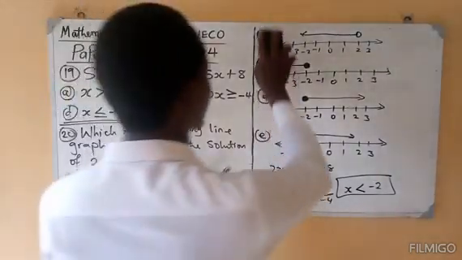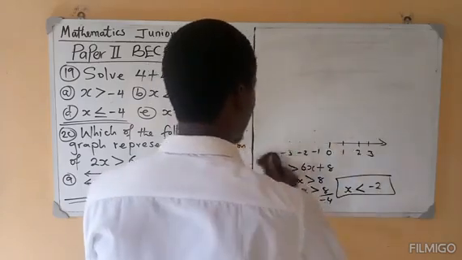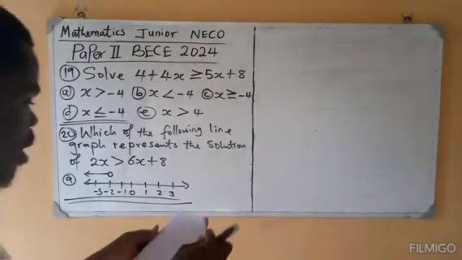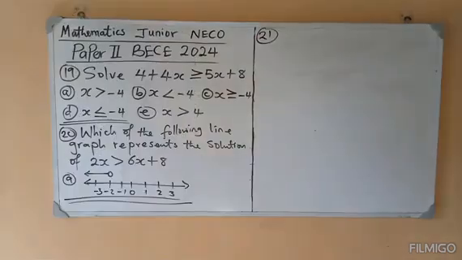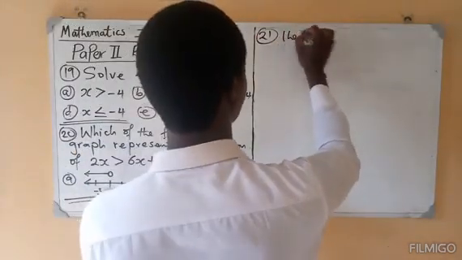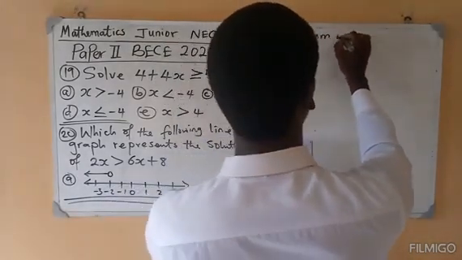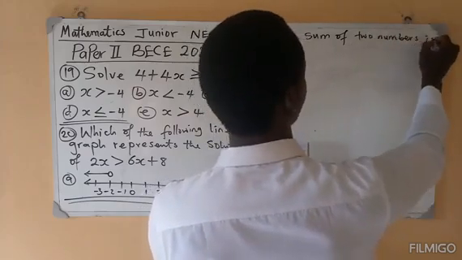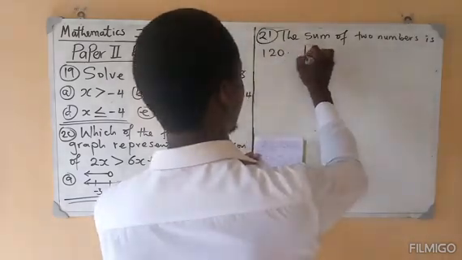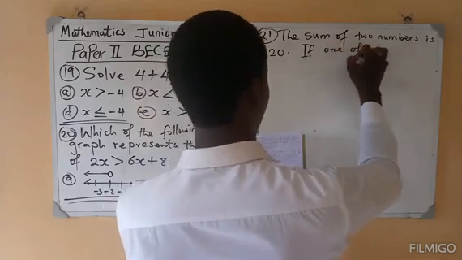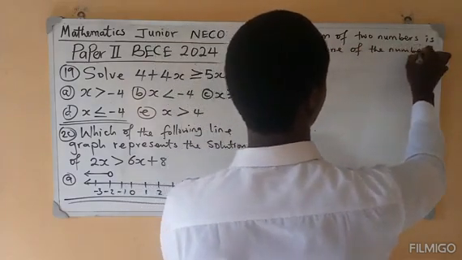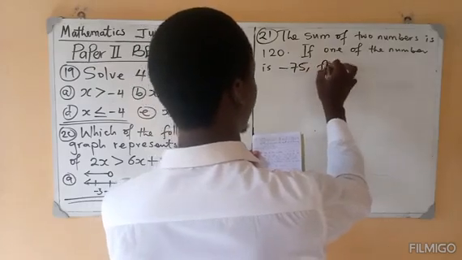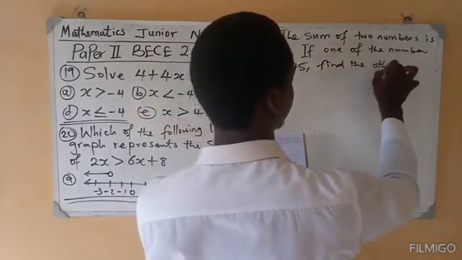So let's move to the next question. Question number 21 says the sum of two numbers is 120. If one of the numbers is minus 75, find the other number.